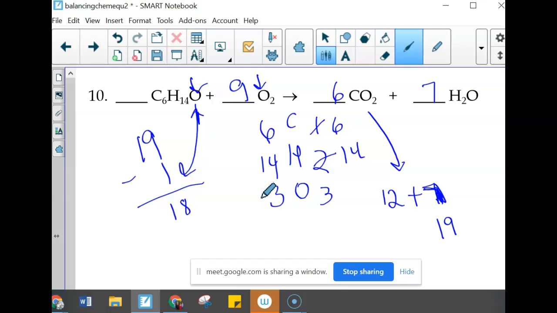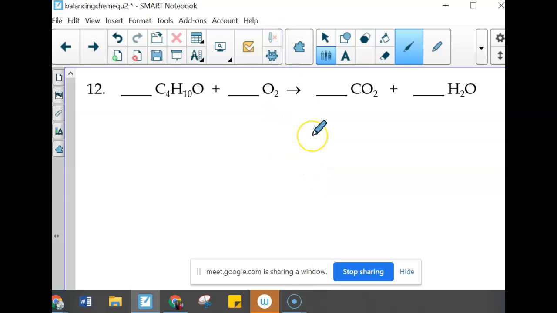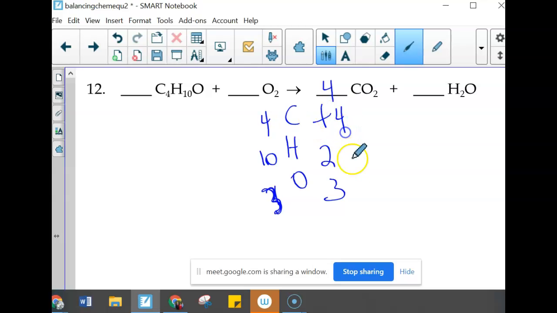Okay. All right, so you're going to try 12 and 16 now. Please go try 12 and 16. Okay, so for number 12, C, H, and O, 4, 10, and 3. I'm sorry, not 1, 3. Goodness gracious, because it's 1 plus 2 is 3. Questions about my numbers? Put a 4 here to get carbons balanced. Put a 5 to get 10 hydrogens.